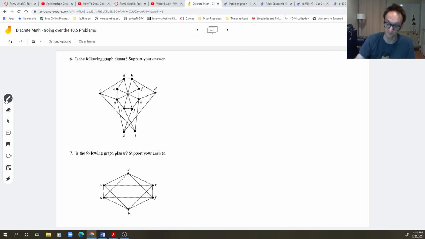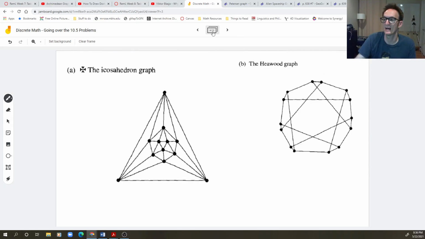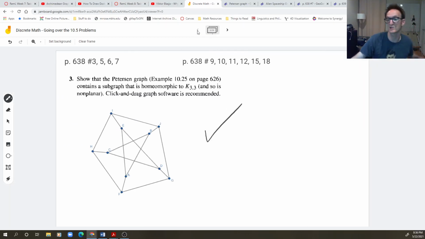Okay, good. You're just taking care of this homework. Alien spaceship graph. No, you are not planar. I found a subgraph of you which is homeomorphic to K33. Is this graph planar? Yes. And I have just produced a planar embedding by dragging around. I think I'm actually done now with the first half of the homework. So that was a whole day's homework right there. 3, 5, 6, 7. Yep.